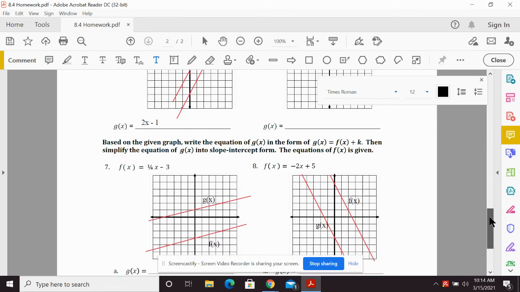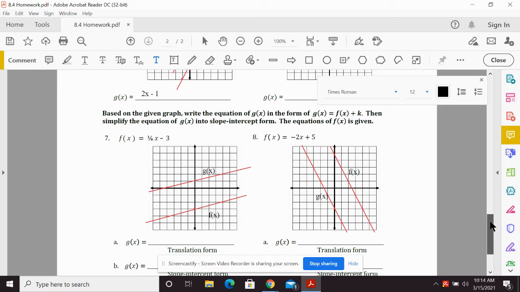All right, 7 and 8. Based on the given graph, write the equation of g of x in the form g of x equals f of x plus k. Then simplify the equation of g of x into slope-intercept form. Okay, so we have our f of x equation. We have the two graphs, all right? So we just have to figure out what is the vertical shift. From f of x to g of x, what is the vertical shift?